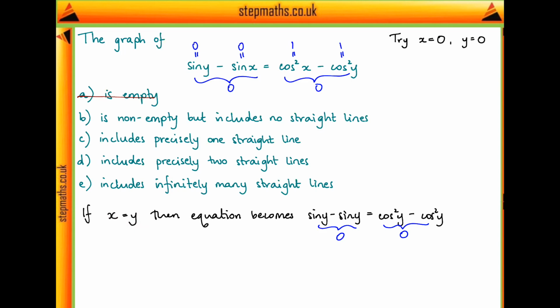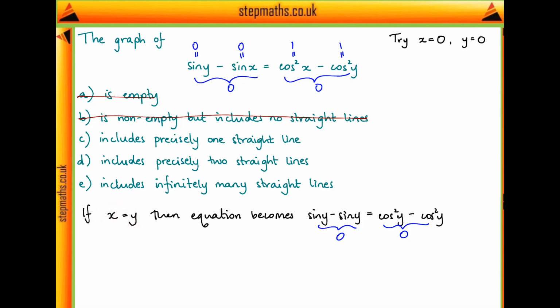So we can see that any point satisfying x equals y is a solution. And what does the graph of x equals y or y equals x look like? Well, that's just a straight line, right? So we can rule out B as well. And we are once again improving our chances of guessing correctly. So we found one straight line solution. The question is, are there any more?